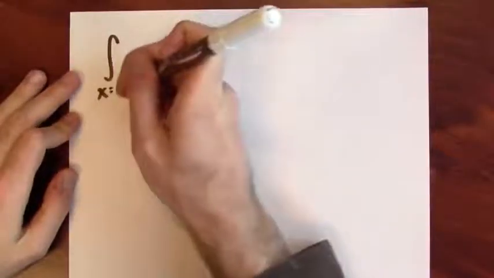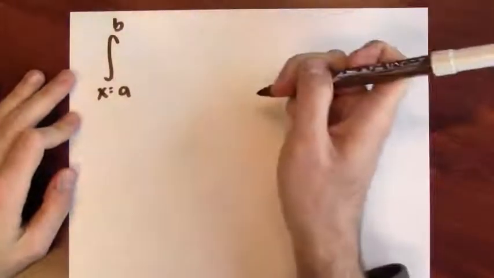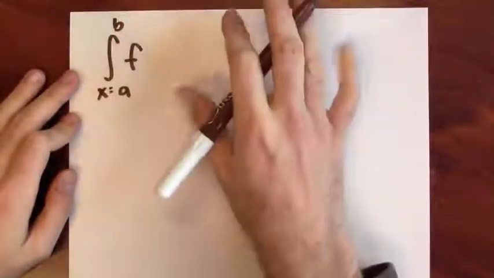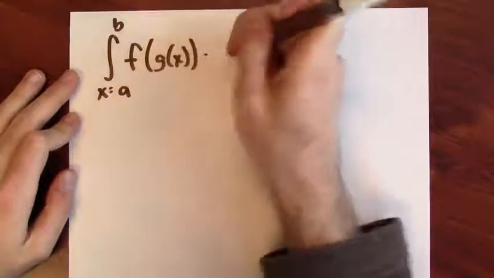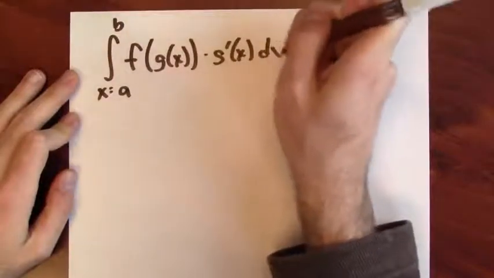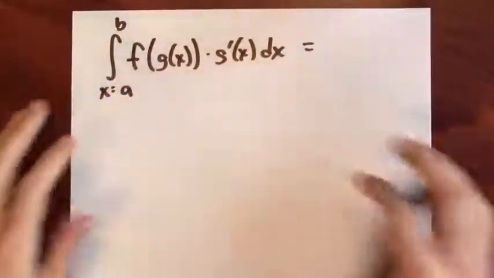I've mostly been selling you on the idea of U substitution as a method for finding antiderivatives, for evaluating indefinite integrals. Let's think about what U substitution says just for definite integrals. So here's the setup. I've got the integral, x goes from a to b of some function f, not the derivative of f, just f, at g of x times g prime of x dx. Now, how could I approach a problem like this?